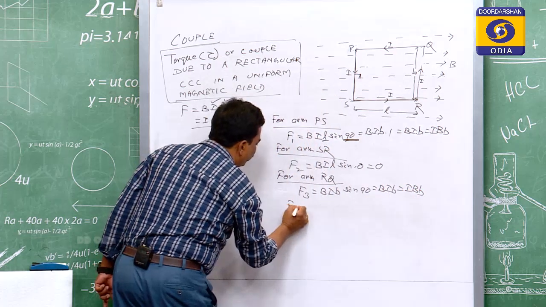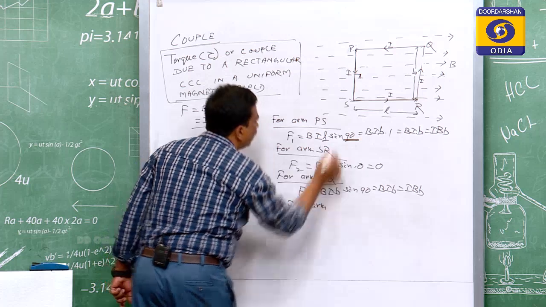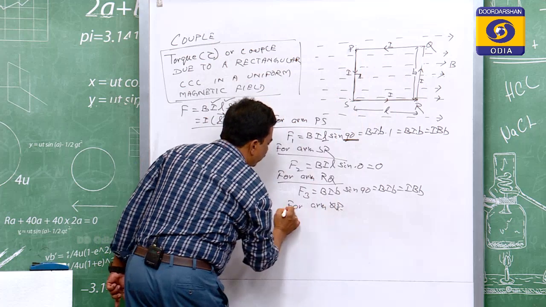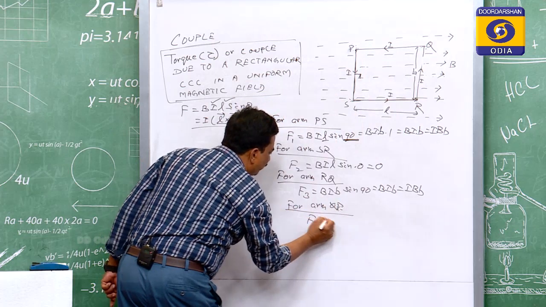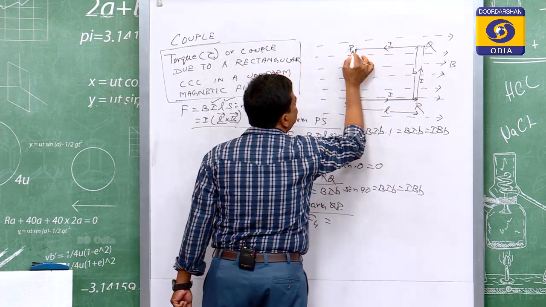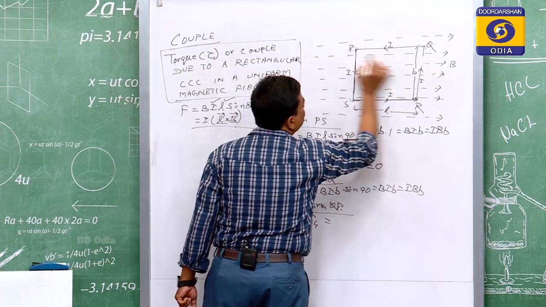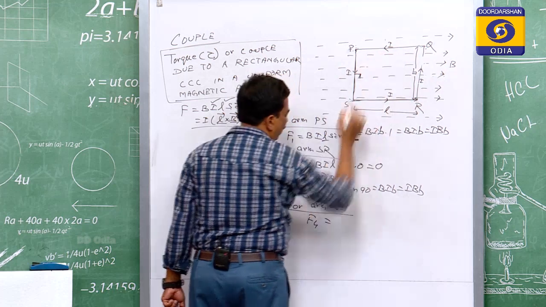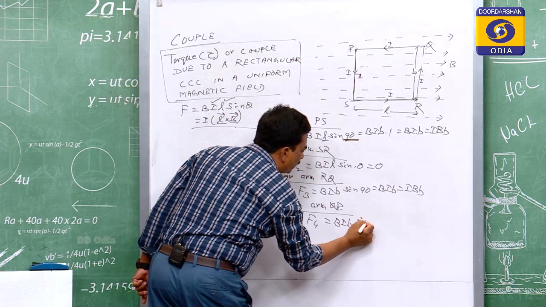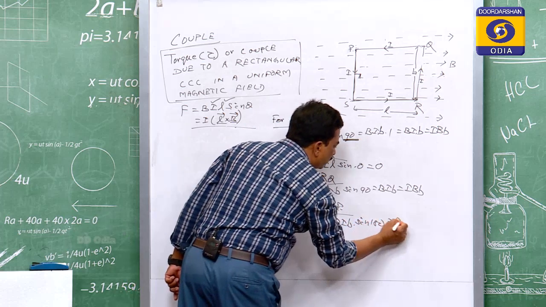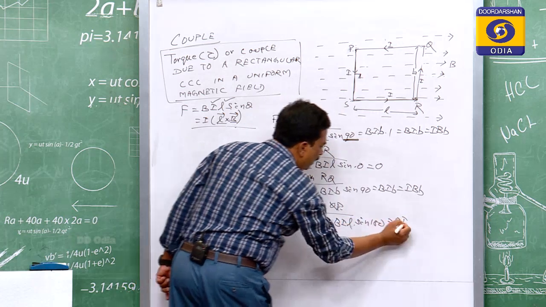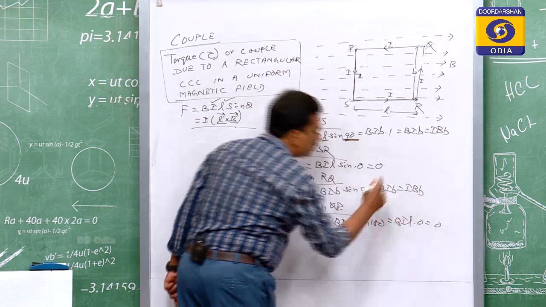And for the arm QP, if the force is F4, QP means the length of the conductor, and this is B, and they are making an angle of 180. So, that is again BIB of sine 180, which is equal to BIL of 0, which is equal to 0.